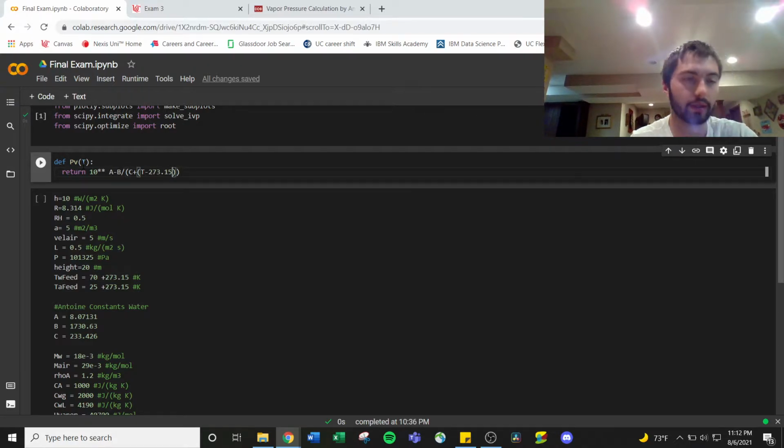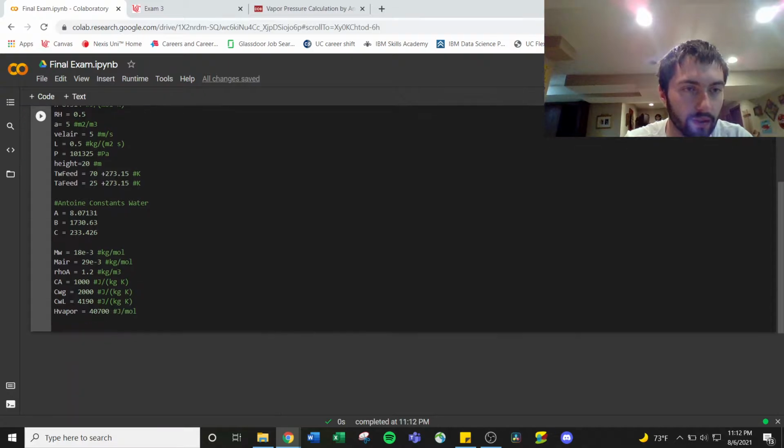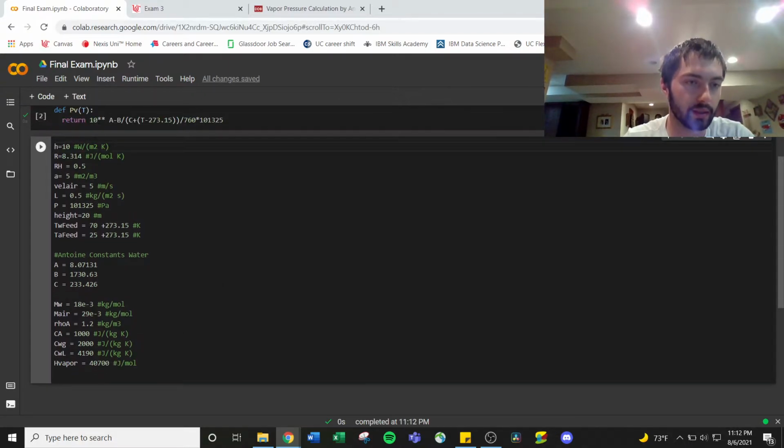Parentheses. And then this Antoine equation gives the pressure actually in millimeters of mercury, so we want to divide by 760, and then it'll give us in atmospheres, and then we're going to multiply by 101,325 to get back to pascals. Shift enter. Looking good.